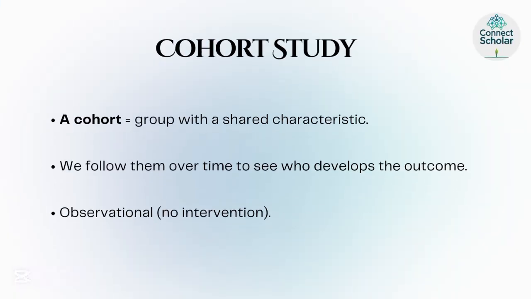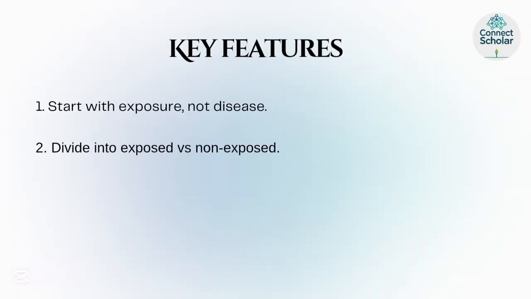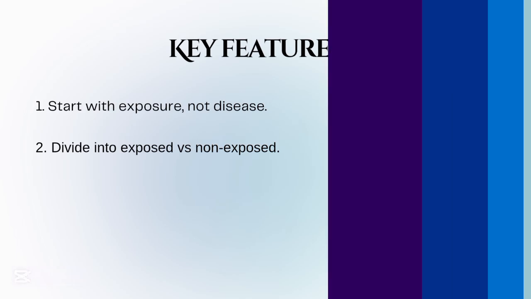Let's understand what a cohort study is. A cohort means a group with shared characteristics. We follow them over time to see who develops the outcome, and this kind of study is completely observational. We do not provide them any intervention. The key features of a cohort study are that we start with the exposure, not with the disease, and we divide the participants into groups of exposed versus non-exposed.